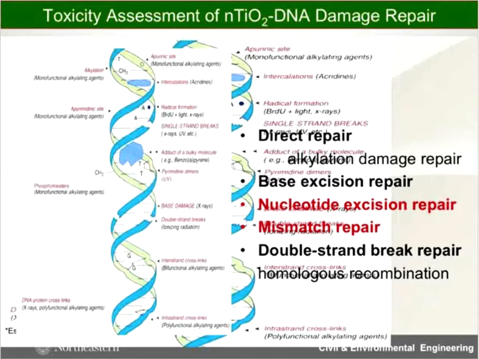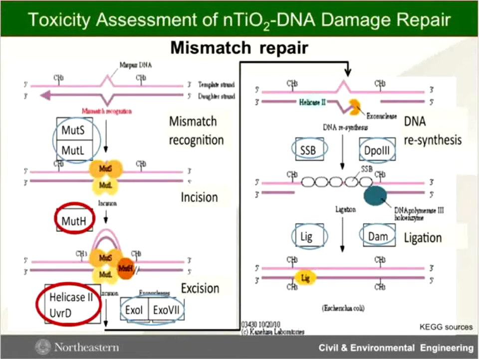Listed on the right-hand side, you can do direct repair if you have alkylation type of damage. You can do base excision repair. Then you have nucleotide excision repair, mismatch repair, or double-stranded break repair. The ones I highlighted in red are the ones we observed in our situation. In our case, we observed only nucleotide excision repair and mismatch repair genes being changed due to exposure to titanium dioxide.